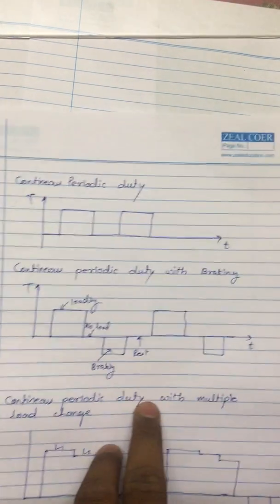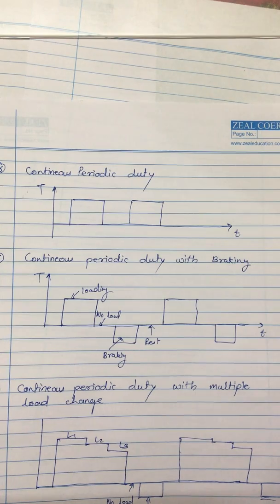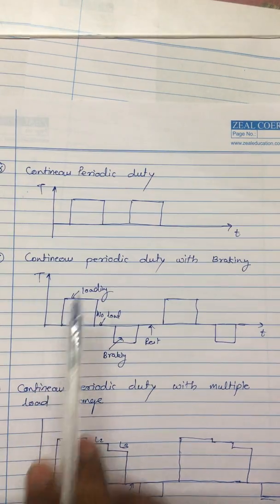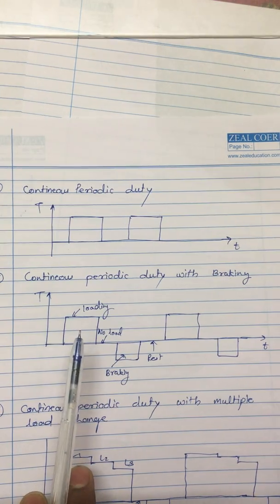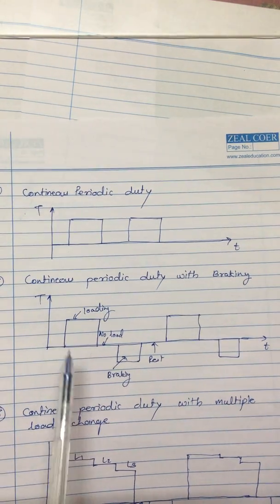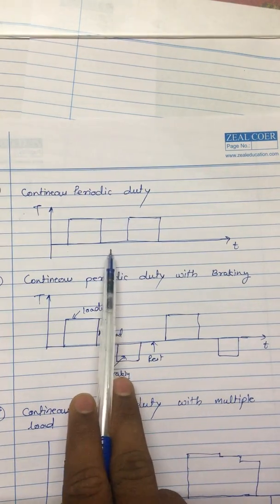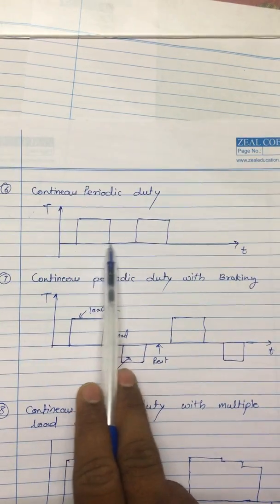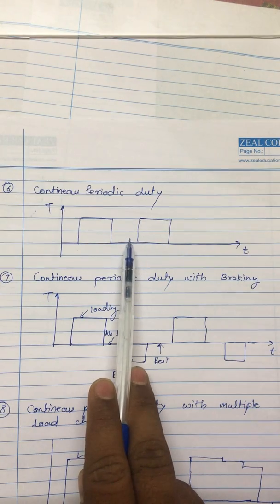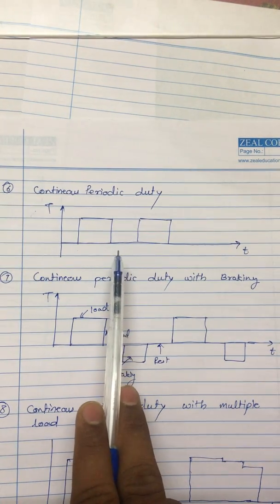Now the next part is the continuous periodic duty. In case of continuous periodic duty, it is the same as intermittent periodic duty. The difference is that in intermittent periodic duty the motor will be at rest, but in this case the motor will be on, but on no load. As it is on no load, during this portion the torque is nearly zero. Therefore it is called continuous periodic duty.